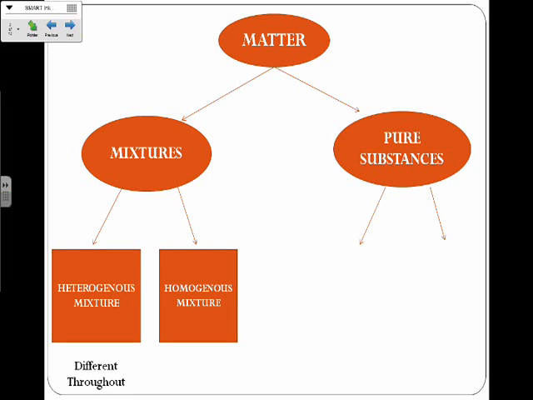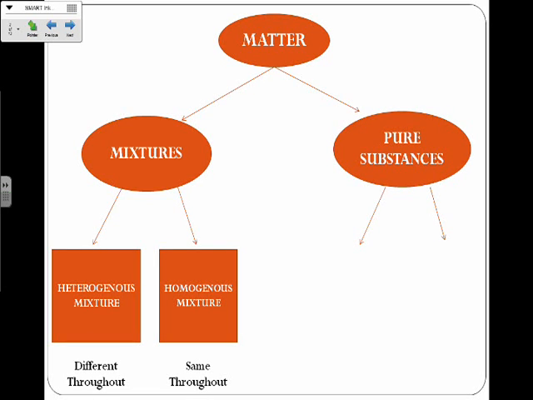The second type of mixture is homogeneous mixture. Now, a homogeneous mixture is the same throughout. That means you cannot see the different parts that make up a homogeneous mixture because the mixture looks completely the same all the way through. An example of this would be gasoline. Gasoline looks like it's just one liquid, but it's actually made up of 15 to 20 liquids. And so gasoline is an example of a homogeneous mixture.